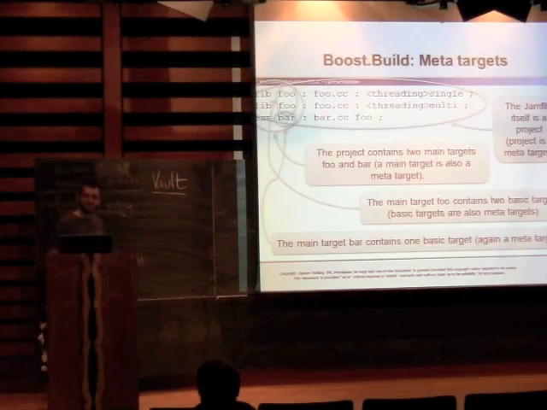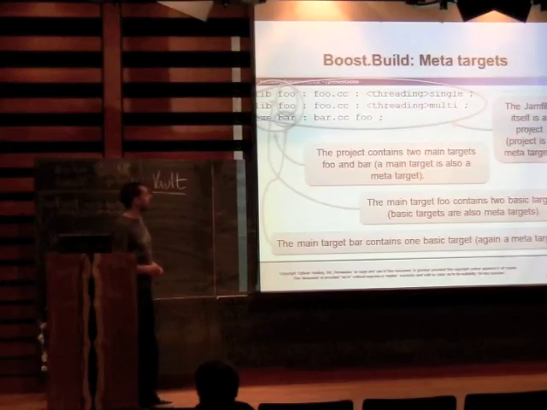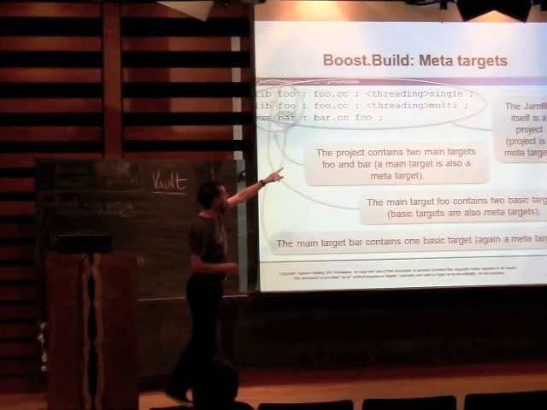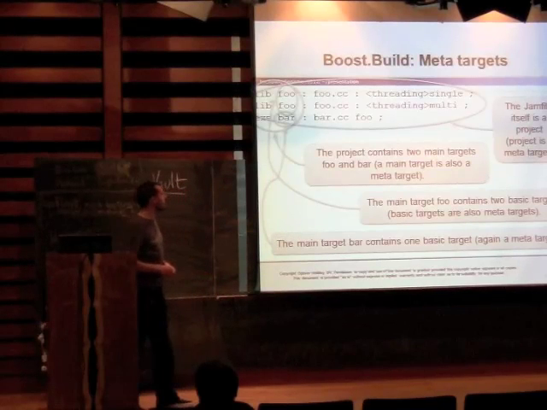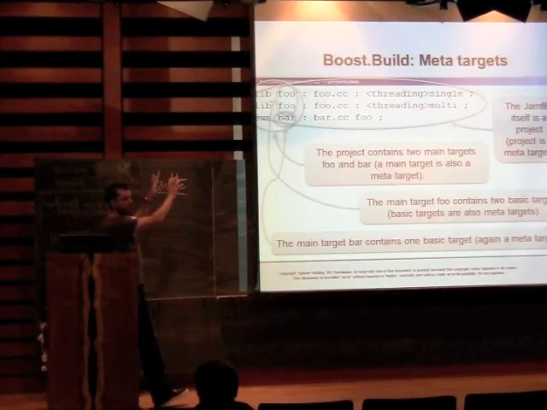We have something called meta target. Unfortunately it's the most complicated part of the presentation, so I will try to make sure we go quickly through it. We have here a Jamfile with three lines. And you see, we define a library foo twice. The first two lines differ because we have the first line threading single, and the second threading multi. And we have another third line where we want to create an executable bar, and it is linked against the library foo. Now, what we have here in this Jamfile, we have six meta targets.